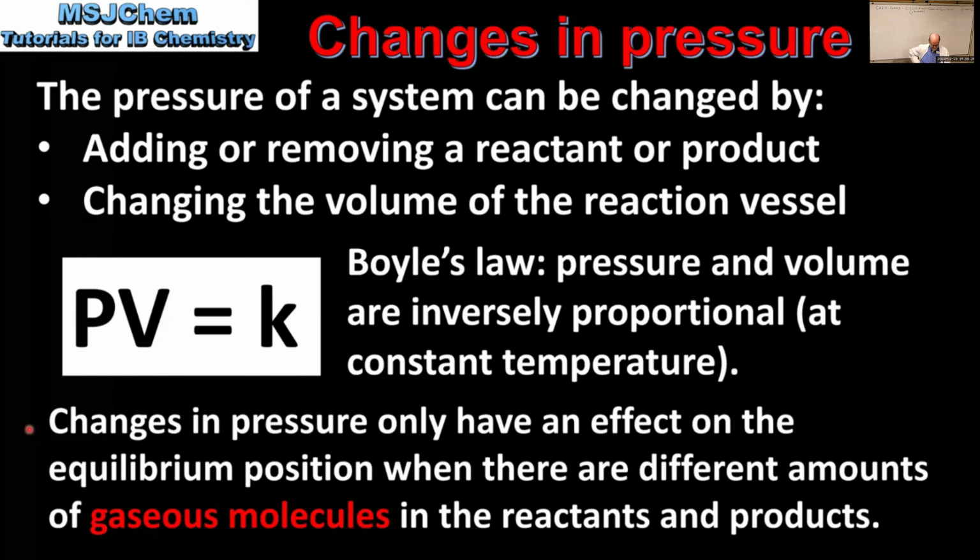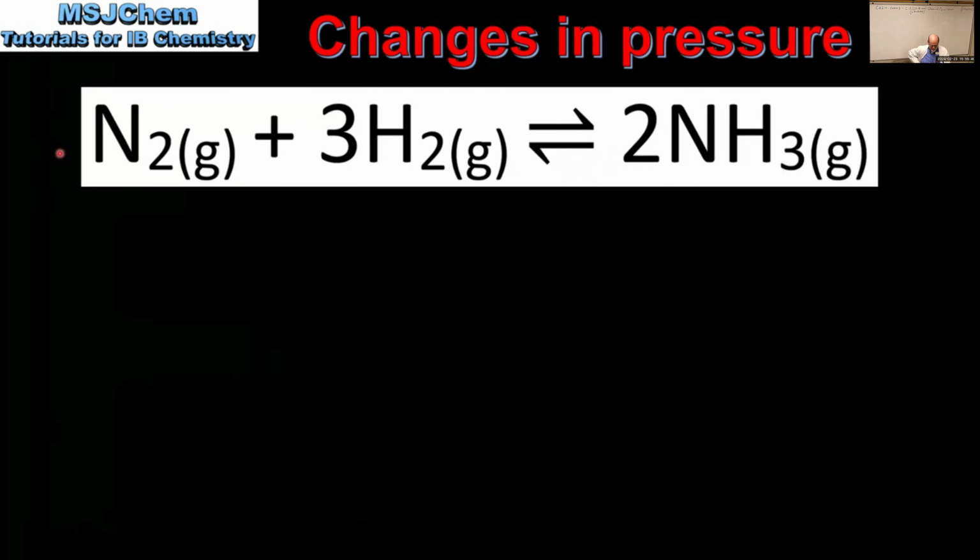It should be noted that changes in pressure only have an effect on the equilibrium position when there are different amounts of gaseous molecules in the reactants and products. So next we look at some examples. The reaction we'll look at is the Haber process, in which nitrogen and hydrogen react together to form ammonia.